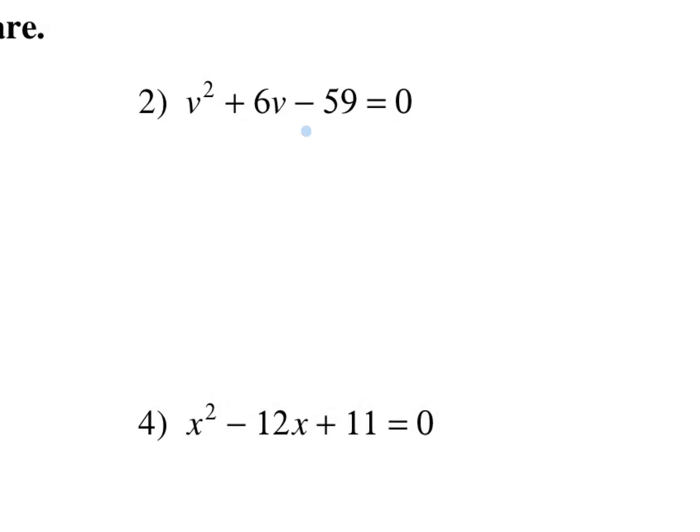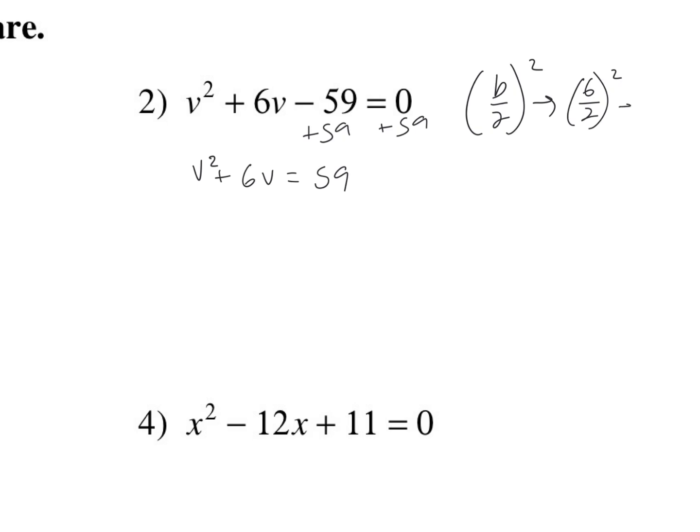Now again here, of course, I'm going to start by adding the 59. So we have v squared plus 6v equals 59. And then again, my b over 2 squared is going to be 6 over 2 squared, so that's 3 squared. So your b over 2 squared is 9. You're going to be left with v squared plus 6v plus 9 equals 59 plus 9.